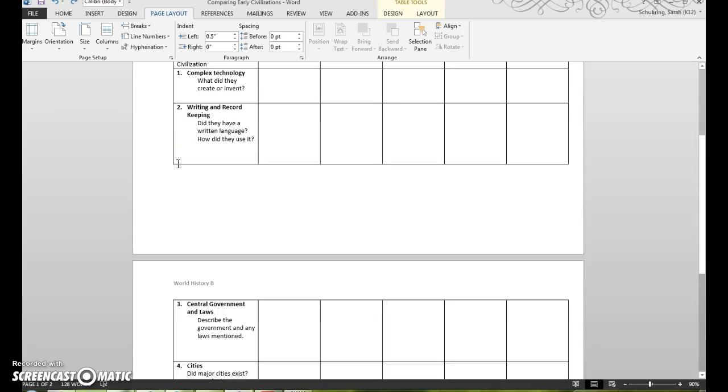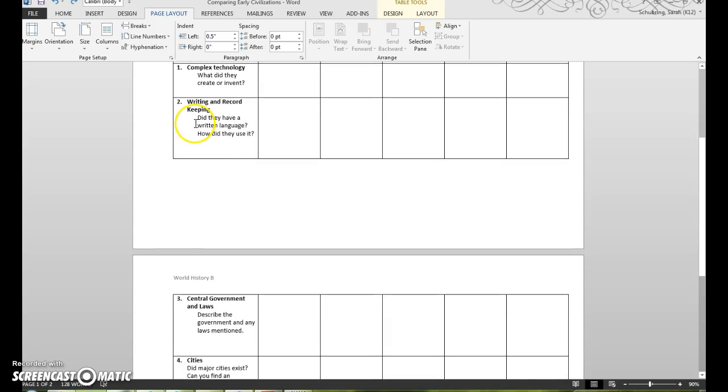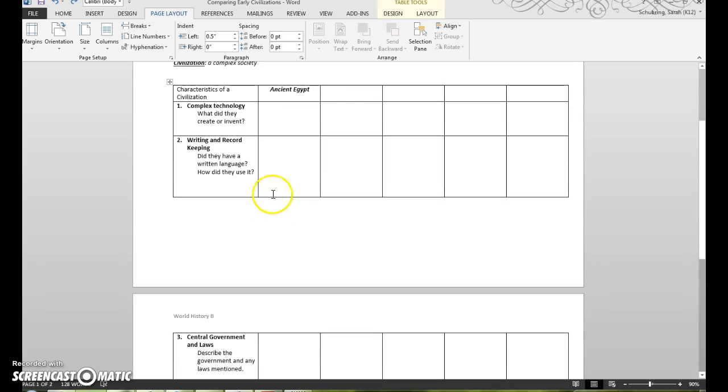The second one is writing and record keeping. Did they have a written language, and how did they use it? If you want to give an example of their writing, especially for ancient Egypt, we're going to look at different ways that they were able to write. Think of this page as a notes page. You can add as much as you like. If you find something that really stands out to you and you want to add it, please do so. If you feel like you need more room and you have a Word document open, you can also add extra space.